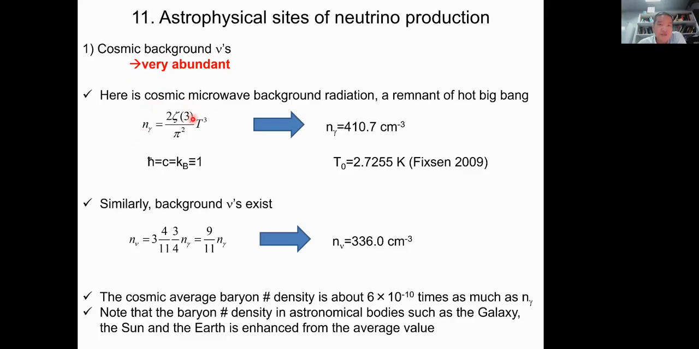Zeta of 3 is the zeta function of 3. That is almost 1.20 something. T is the cosmic temperature that has been measured. And we know that cosmic microwave background radiation has this number density, 400 per cubic centimeter. So it's very abundant. Similarly, background neutrinos have this large number density. So each cubic centimeter contains 300 neutrinos. But because of the weak interaction, it's hard to detect these cosmic background neutrinos.